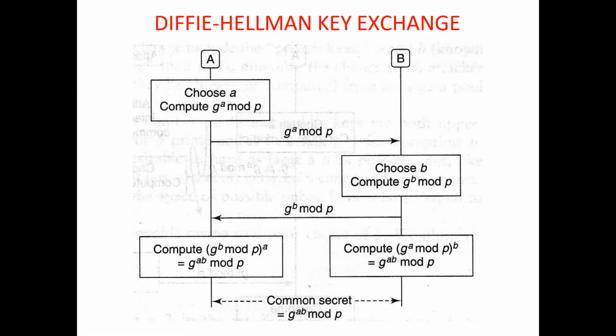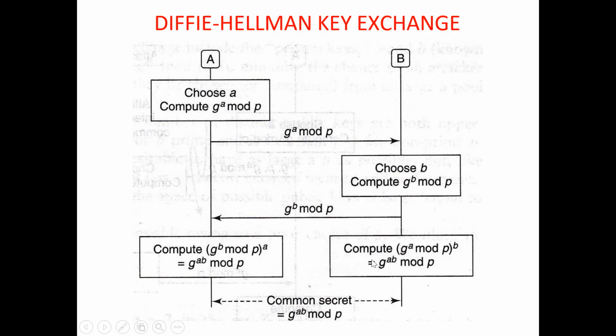Now, what the receiver does: the receiver is B. B has received the partial key G raised to a mod P from A. What the receiver has to do is take G raised to a mod P, the partial key received from A, and operate it with B's random integer. So you perform the operation (G raised to a mod P) raised to b.